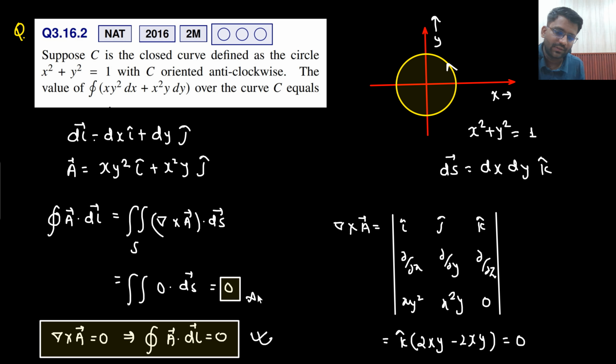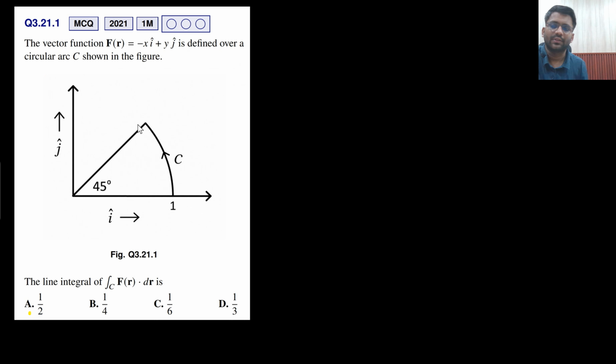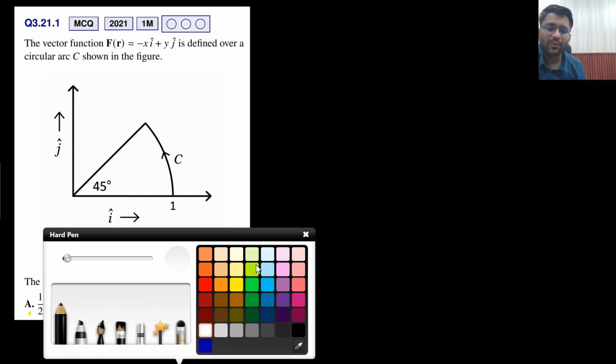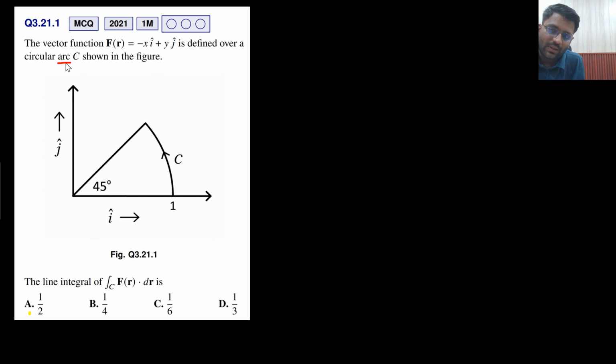Let's see the next question. This is the next question. Again, you need to calculate the line integral. The vector F(r) is given, defined over a circular arc C. What have they told? Circular arc C. That means only this arc. They are talking about only this arc, nothing else.